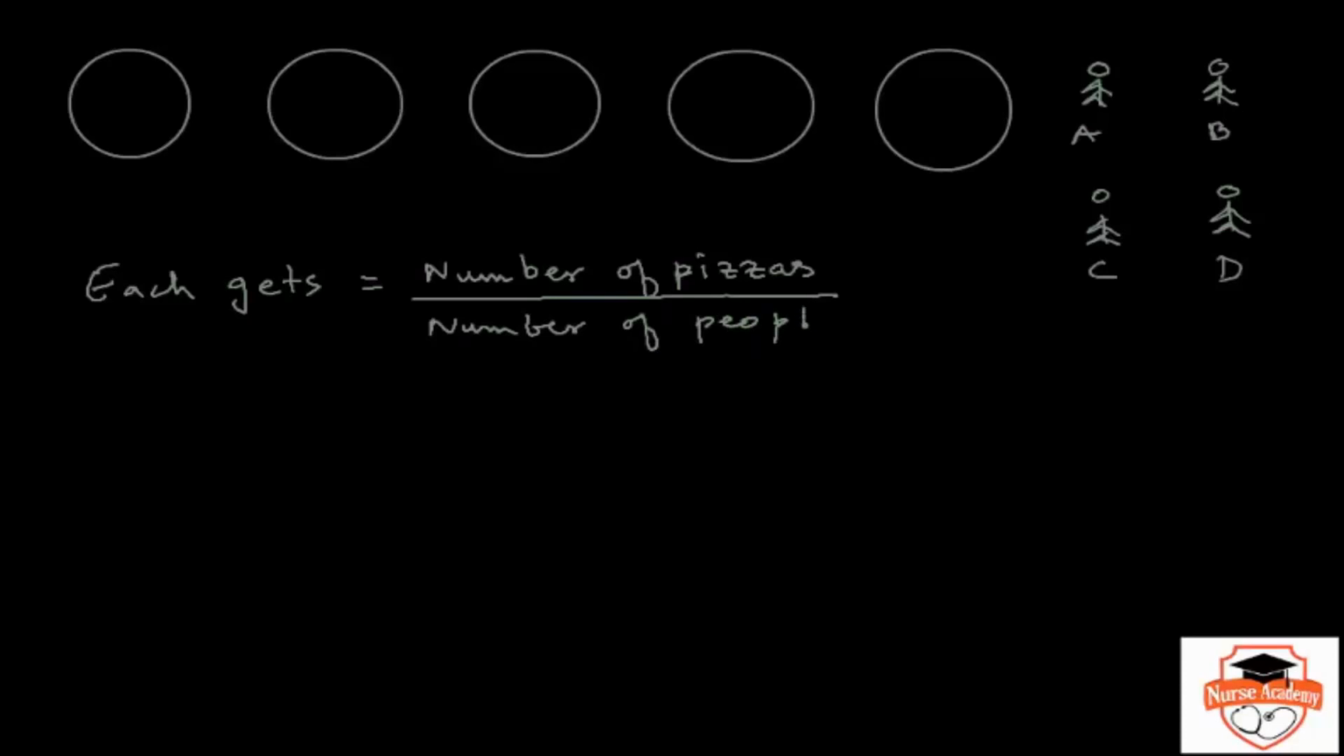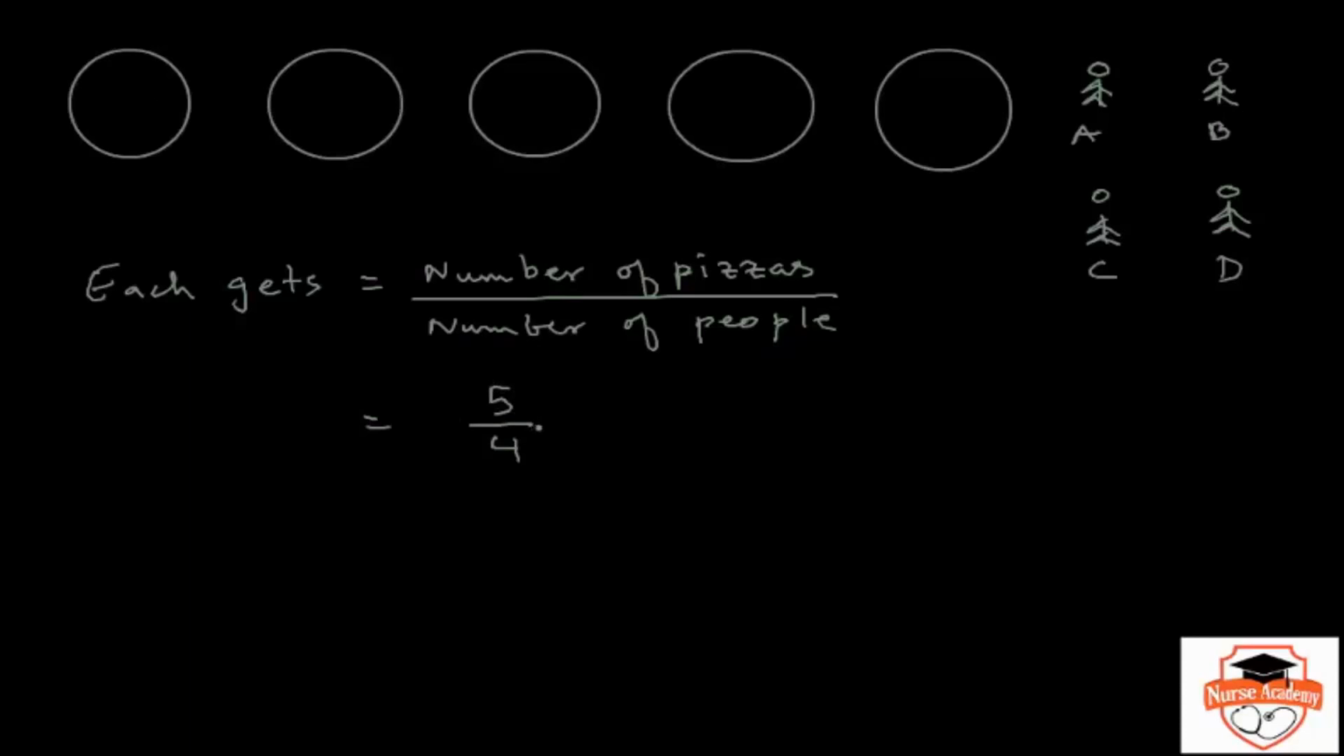So this time each gets 5/4 of a pizza. 5 pizzas, 4 people sharing. Now what's 5/4? Is it a part of a whole? As per the definition of a fraction, this means cut each pizza into 4 equal parts and give 5 of those parts to each one. Well, if you only have 4 parts, how are you going to give 5 parts? Where's the 5th piece going to come from?